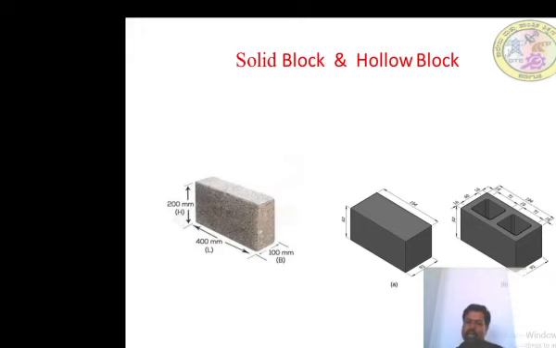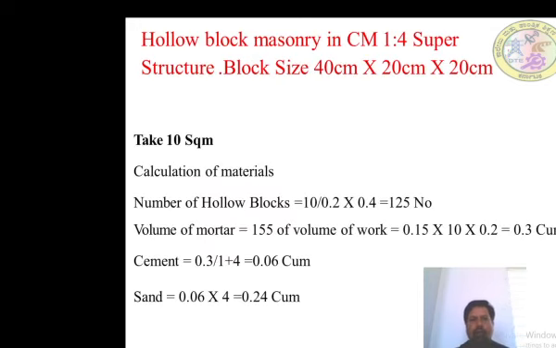So size is 100 and 194 without mortar and 92 width. The rates: solid blocks 30, hollow blocks 35, and solid blocks 32 rupees in session 1. Hollow block masonry in cement mortar 1:4 for superstructure. Block size 40 centimeter by 20 centimeter by 20 centimeter.